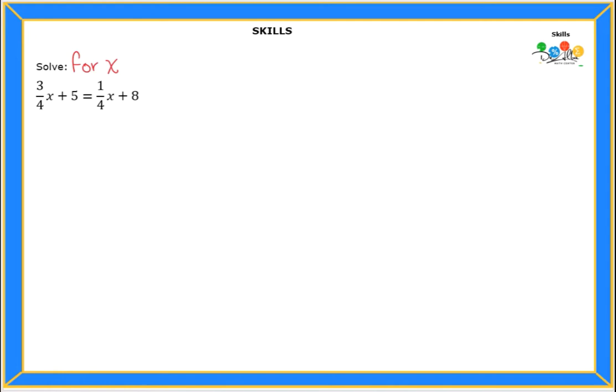So the first thing we're going to do is, when I have variables on both sides, I need to move the variables to one side. And it doesn't really matter which way you want to move them. It could be both on the right, or on the left. So what I'm going to do is get rid of the 1/4 x. To get rid of the 1/4 x, I need to subtract 1/4 x on both sides.